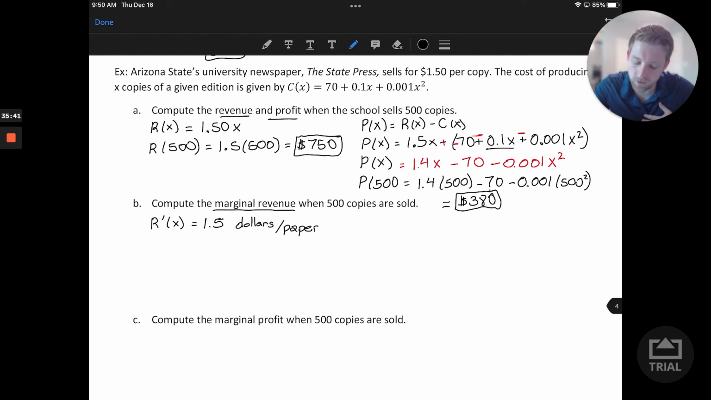Again, when revenue is just in dollars up there, as well as the profit. And so when we do R prime of 500, well, since this is constant, we just get, again, $1.5 per paper. Say dollars per paper as well.